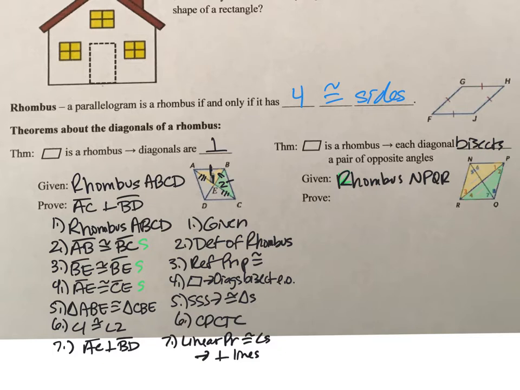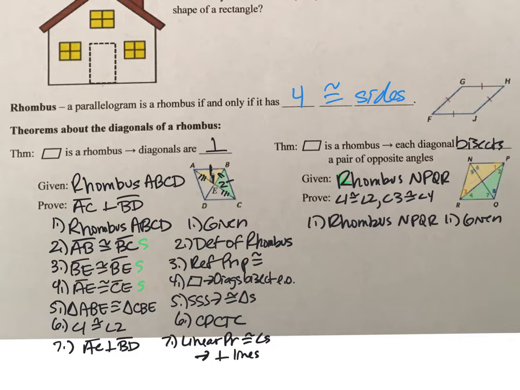And what we're going to prove is that angle 1 is congruent to angle 2, and then angle 3 is congruent to angle 4. So let's get busy and get those two triangles congruent to each other. So we'll start with the fact that we have a rhombus NPQR. Okay, and that was given to us.